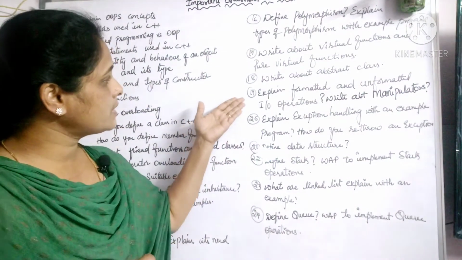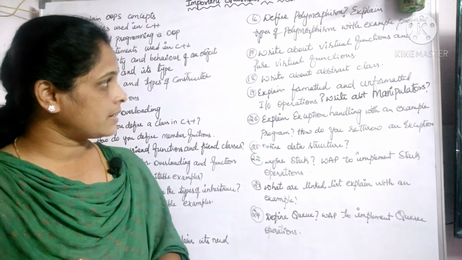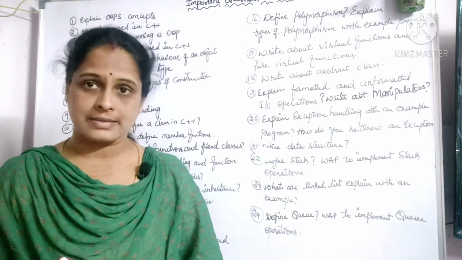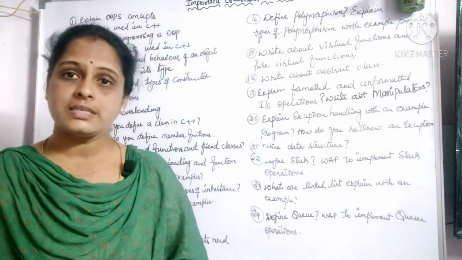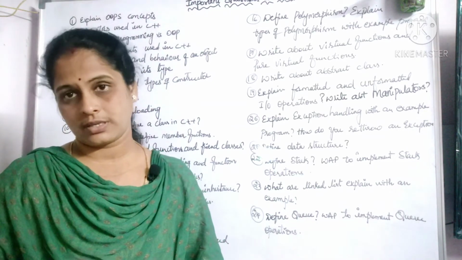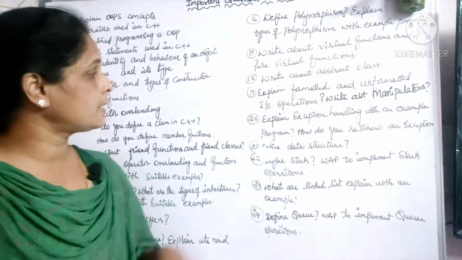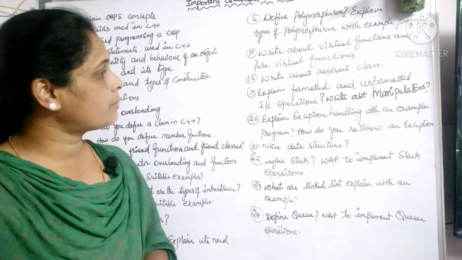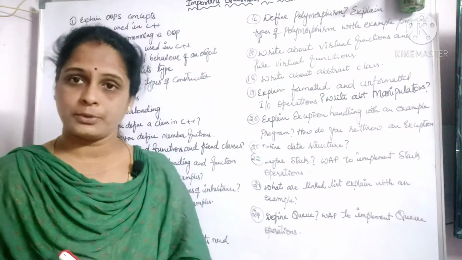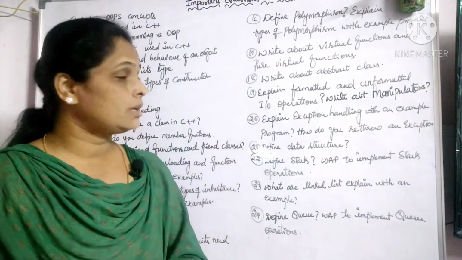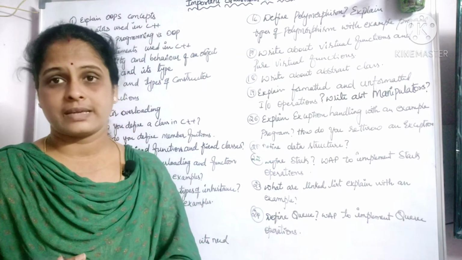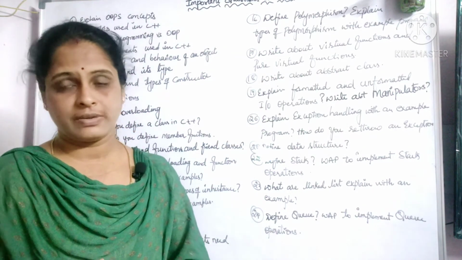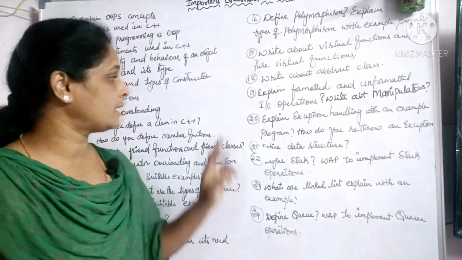Coming to the next one: write about abstract classes. Abstract classes are the classes which have at least one pure virtual function in them. Give an example for the same. Then comes: what are formatted and unformatted input output operations. Then write about manipulators like setw, setfill, etc. So you need to discuss that one.